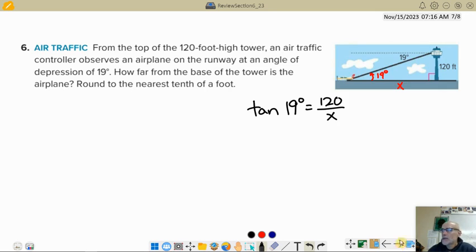And then on number 6, x is my adjacent leg. 120 is the opposite leg. So we got opposite over adjacent. And this is, again, that situation where you switch the x and the tangent of 19 and just put down x equals 120 divided by the tangent of 19.